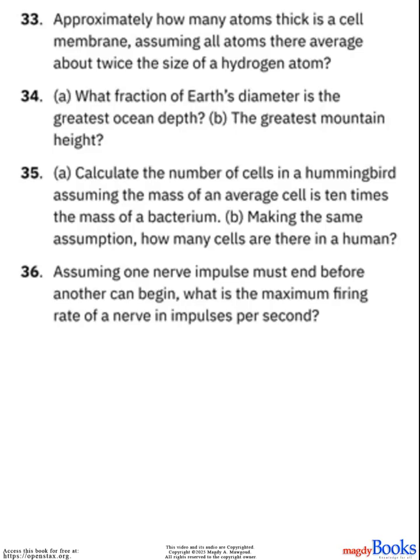35. A. Calculate the number of cells in a hummingbird assuming the mass of an average cell is 10 times the mass of a bacterium. B. Making the same assumption, how many cells are there in a human? 36. Assuming one nerve impulse must end before another can begin, what is the maximum firing rate of a nerve in impulses per second?